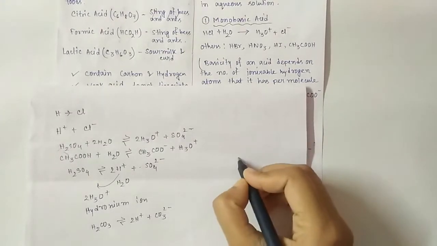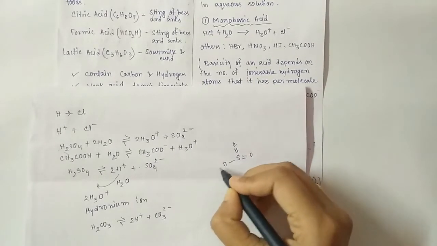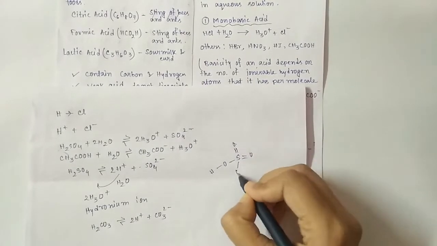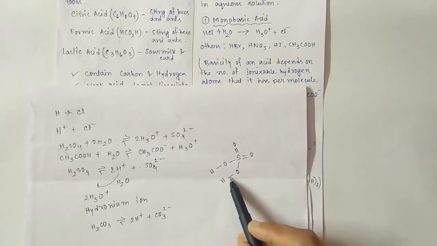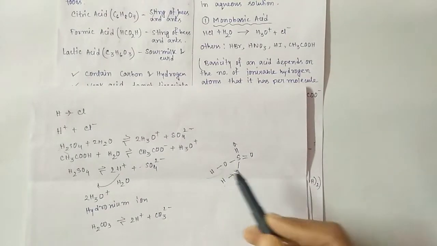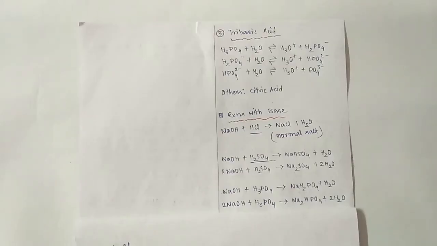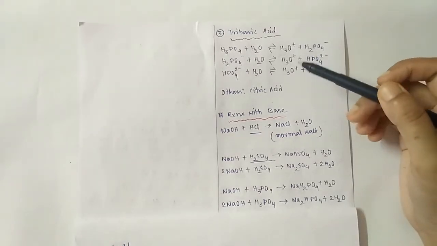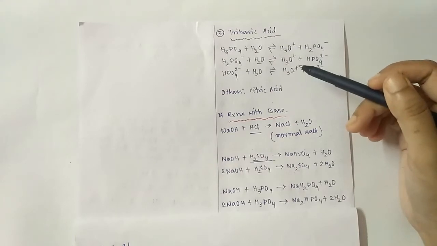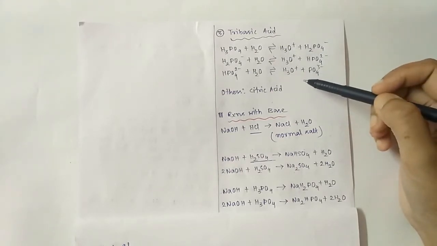Now H2SO4, the structure of H2SO4 is like that. So here it has 2 ionizable hydrogen atoms, this one and this one. That is why it gives 2 hydronium ions in water medium. Now let's move on to tribasic acid. So definitely like monobasic acid and dibasic acid, tribasic acid gives 3 hydronium ions.